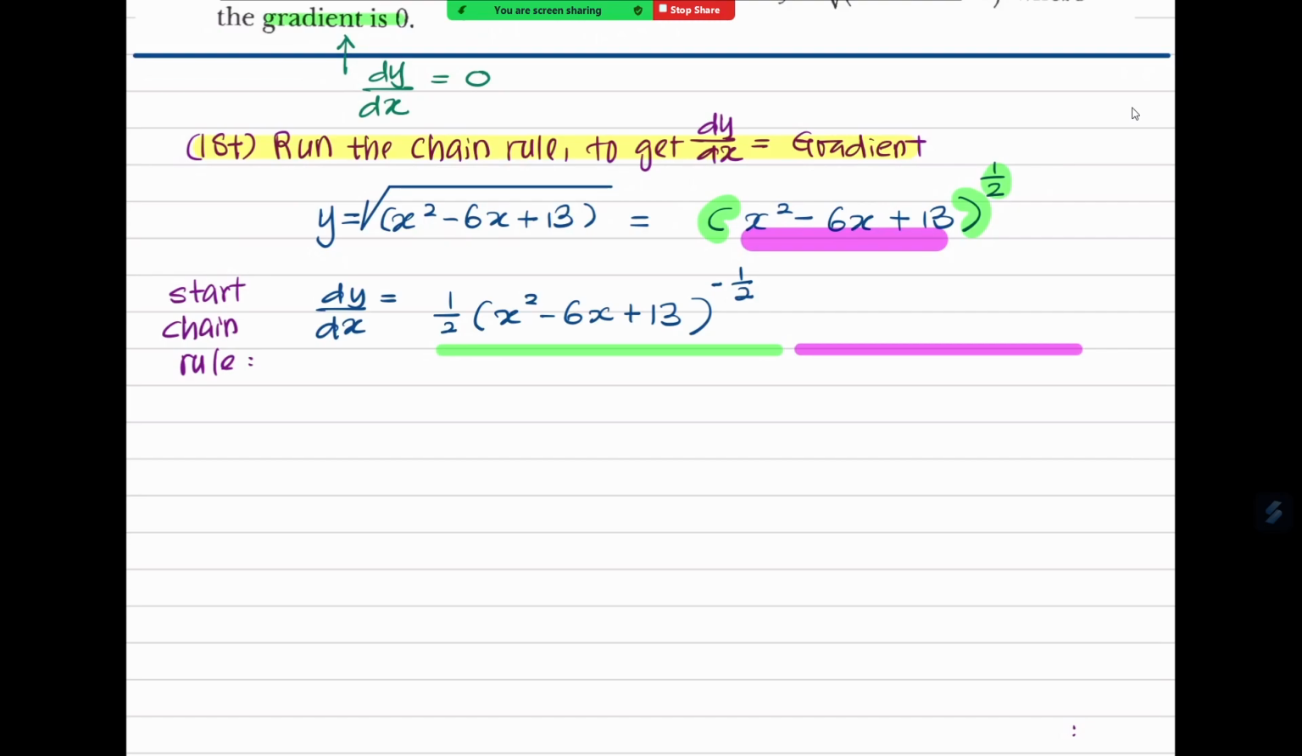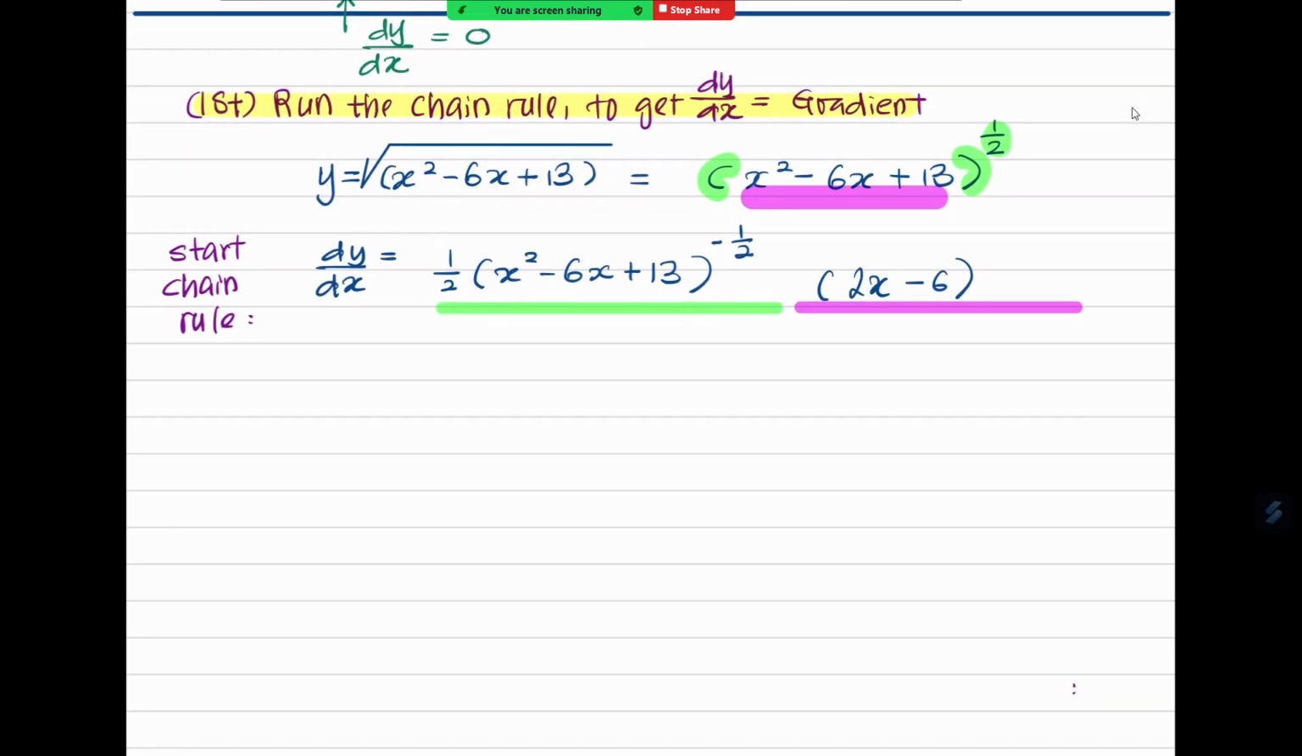We have done differentiating the outside. Now let's move on to differentiate the inside. When we differentiate this, we get 2x minus 6. Let's write that down, bracket 2x minus 6. You have successfully fulfilled all the steps for the chain rule.